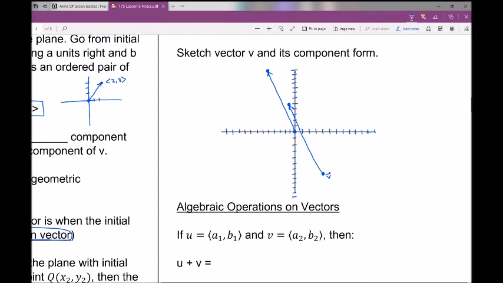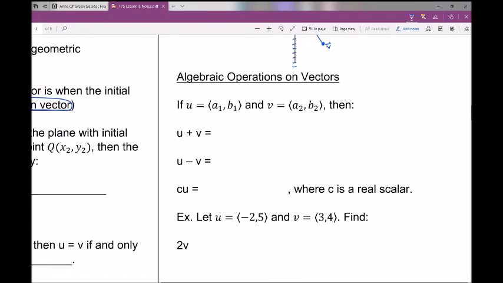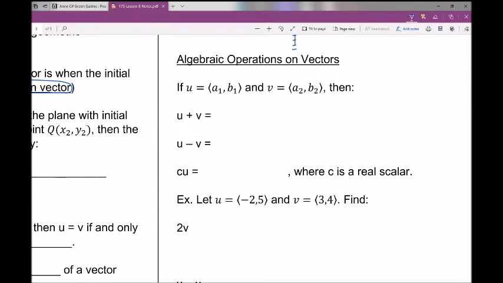So now that we did the geometric operations on vectors, we're going to look at these from an algebraic standpoint. So if we're given two vectors, u and v, then to add them, all we have to do is add the x coordinates and add the y coordinates. So we get a1 plus a2, comma b1 plus b2.